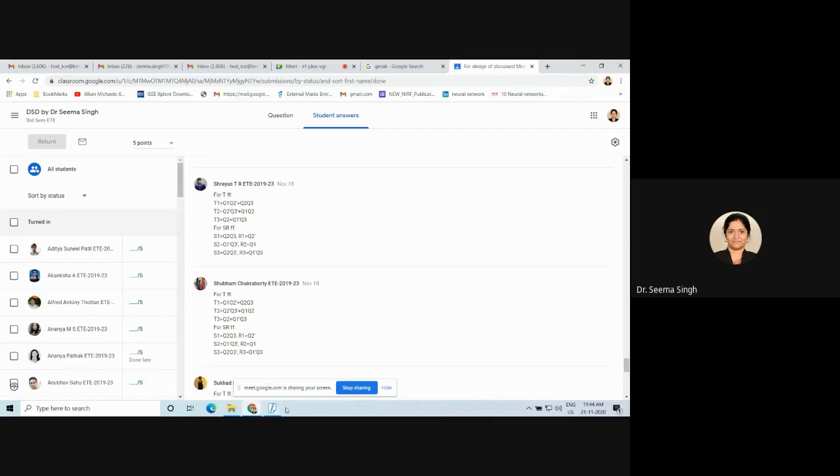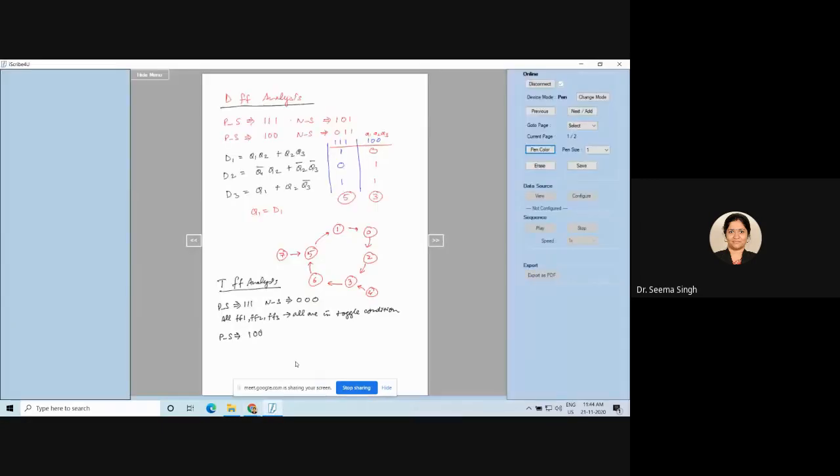So T1, T2 is 1, flip-flop 1 and flip-flop 2. These two will toggle, right? Flip-flop 3 is memory. In T flip-flop, either it is toggle or memory. So flip-flop 1 and 2 means your Q1 and Q2 will be toggling. So 1 will become 0 and 0 will become 1. And Q3 is memory. So 0 will remain 0.